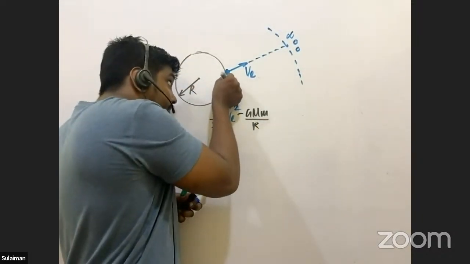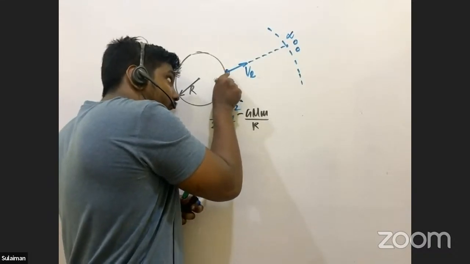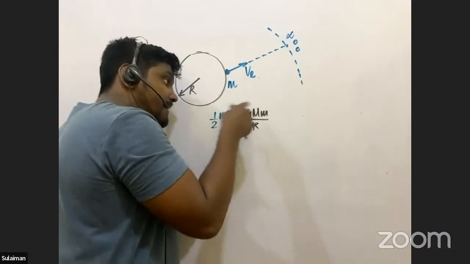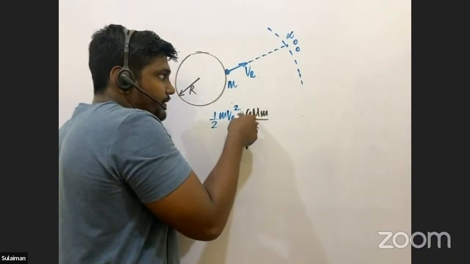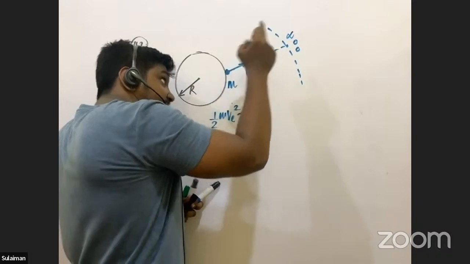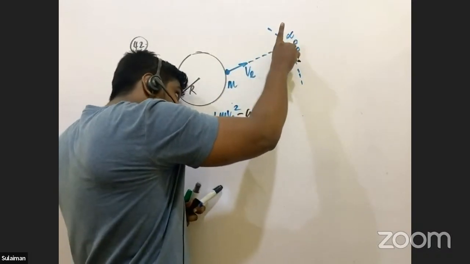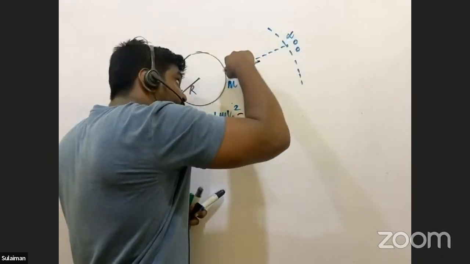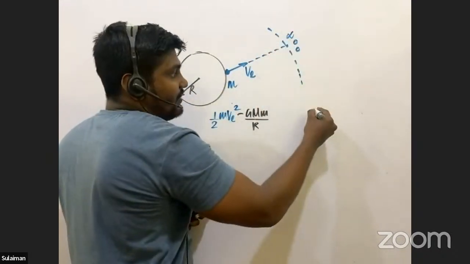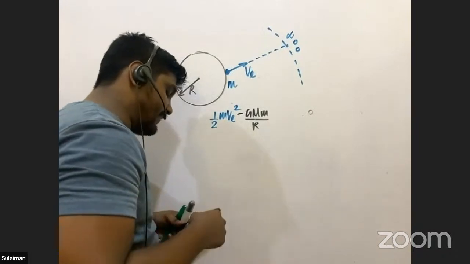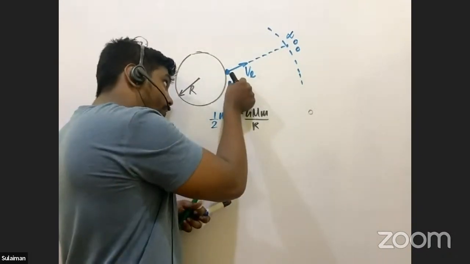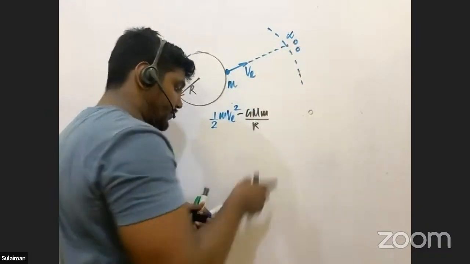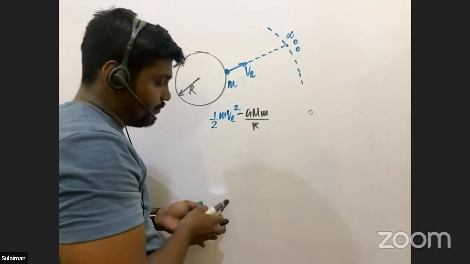Then what is the total mechanical energy of this object when it is on the planet? Kinetic energy plus potential energy. When this object reaches infinity, its kinetic energy as well as potential energy becomes zero. Then what is the total energy at infinity? Zero. According to conservation of energy, the total energy of the object here and at the end must be equal.